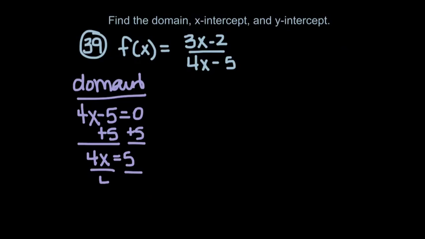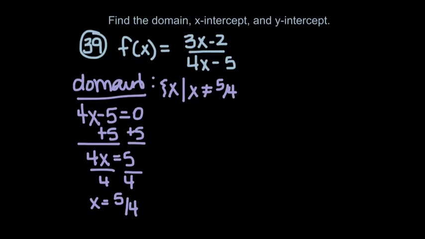Divide both sides by 4, and I find that x is 5/4. Plugging a 5/4 in for x will make the denominator equal to 0. So the domain is just the set of all x such that x is not equal to 5/4. I have to throw that 5/4 out.